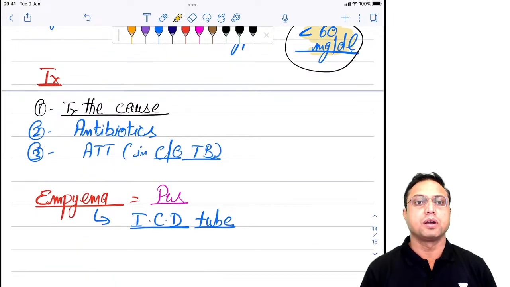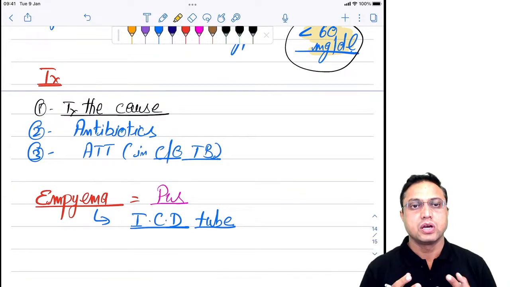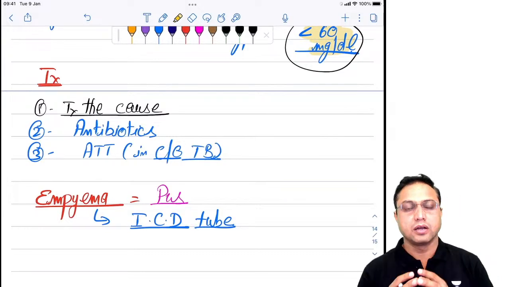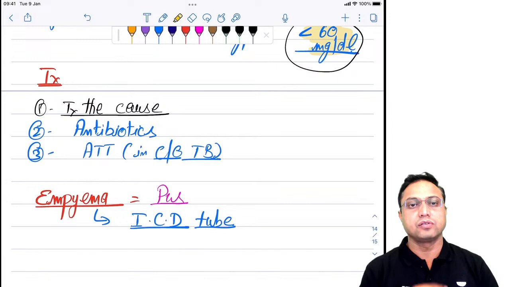Treatment, what is the treatment? Treat the cause. You have to give antibiotics based upon the cause. If it is tubercular, start ATT, anti-tubercular treatment. And if it is already pus, then you have to put an intercostal drainage tube, guys. So this was all about a quick review of pleural effusion, right?